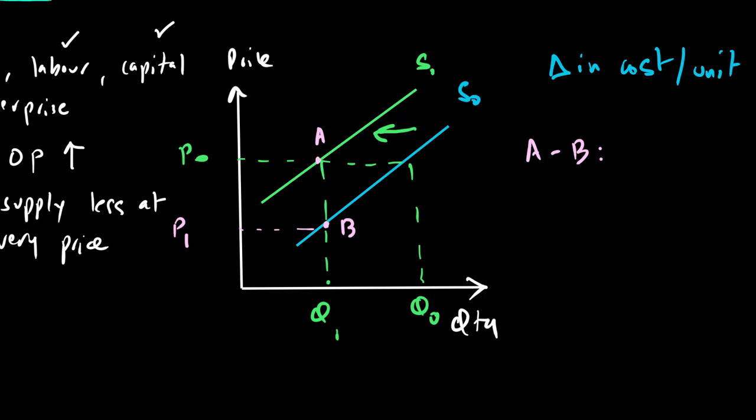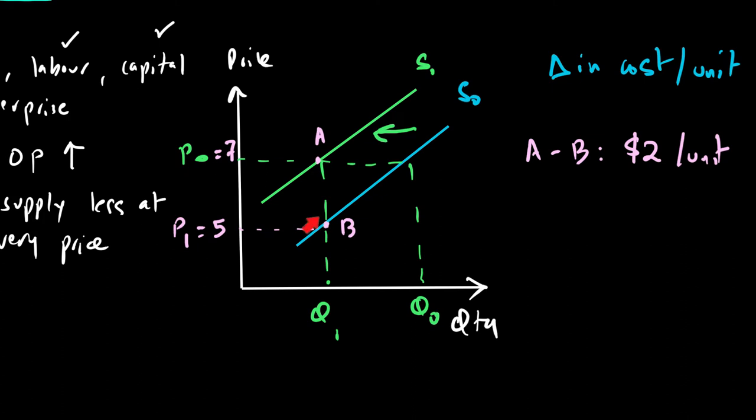So this price, let's say, was $5, and let's say this one is $7. So this means that my change in cost per unit is actually going to be $2. And how did I figure that out? This vertical distance between the two supply curves tells us the change in cost per unit, because for the same quantity, I was accepting a price of $5. Now for the same quantity, I'm accepting a price of $7. So keeping everything else constant, this means my change in cost is $2 per unit.